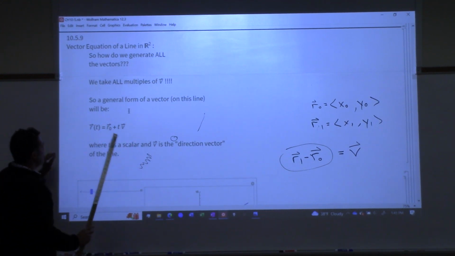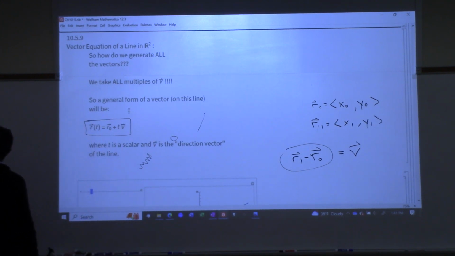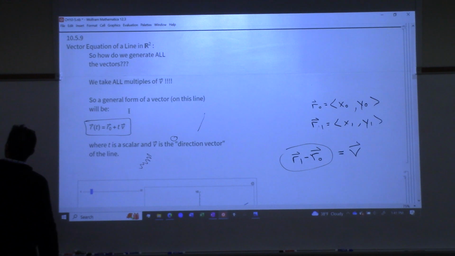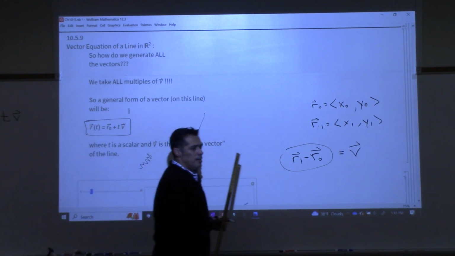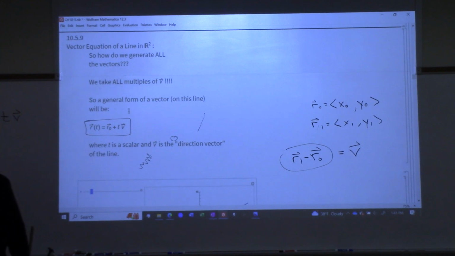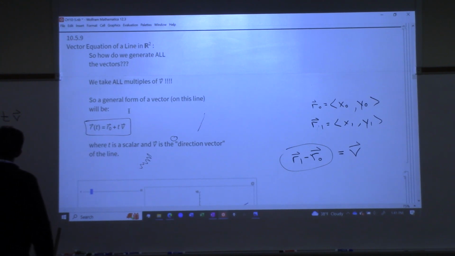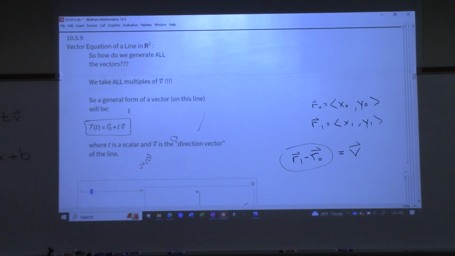So here's the general formula right here. This is the big takeaway. I'm going to write it over here on the board. R of t equals R0 plus tV. So the analogy here is this, if you want to look back to college algebra. Remember that from college algebra? This is the equation of a line written as a function.